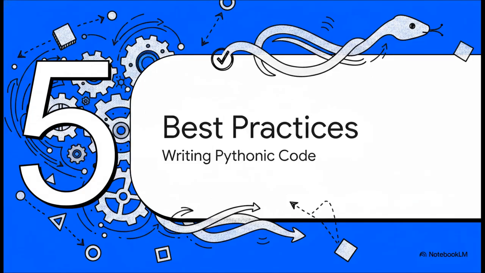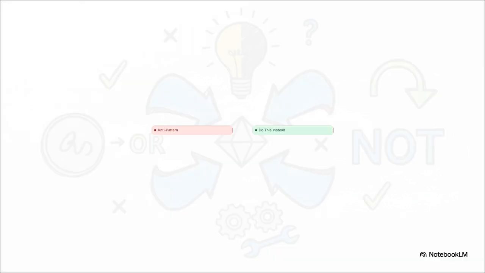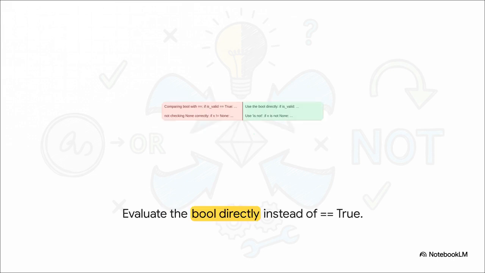Finally, Section 5, Pythonic Best Practices. Let's put all this theory into practice. We really want to move away from clunky, beginner anti-patterns and start writing truly elegant professional code. So we need to train our eyes to spot these red anti-patterns and immediately map them to the green do-this-instead patterns. First rule, stop comparing Booleans with == True.